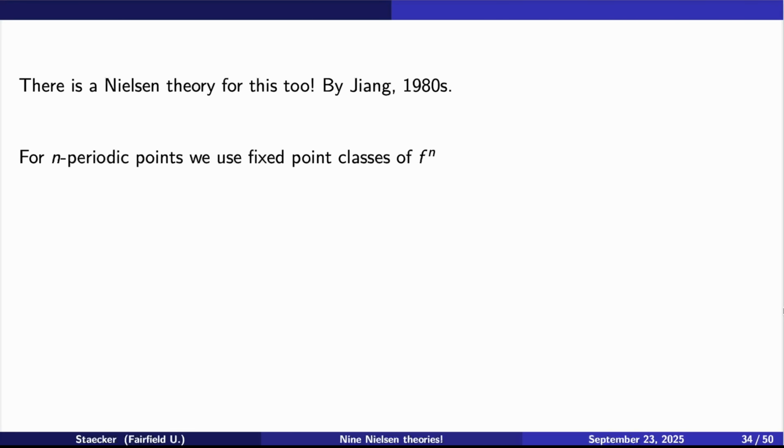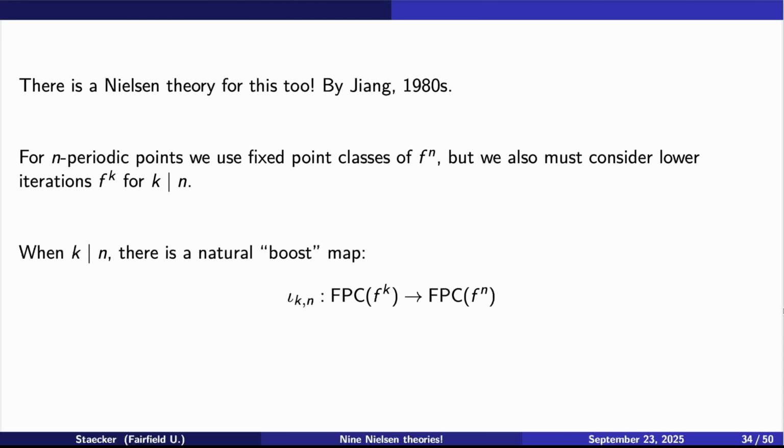For n periodic points, we use the fixed point classes of this map f to the n, but we have to be careful about observing which ones of these come from the lower iterations. And so we also consider the lower iterations when k divides n. And then there's what they call the algebraic boosting map, which takes a fixed point class in a lower iterate and raises it up to a fixed point class in a higher iterate. It looks like this algebraically, which is a cute little formula.